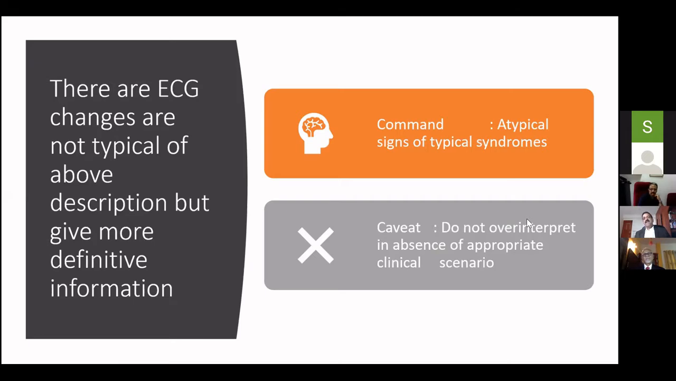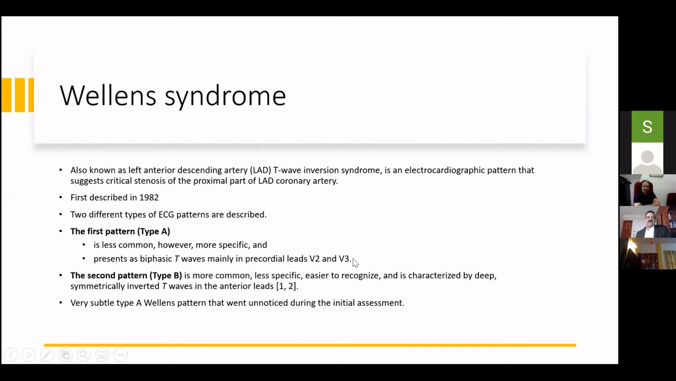So the command is atypical signs of typical syndrome, but my caveat would be: do not overinterpret these patterns that I'm going to discuss in the absence of typical clinical scenarios. So Wellens syndrome, we are not talking about neurology here, I'm a cardiologist. This is what we talk about as the LAD T wave inversion syndrome. Many a times we tend to neglect changes in the absence of ST elevations, but they are presenting an very ominous sign.